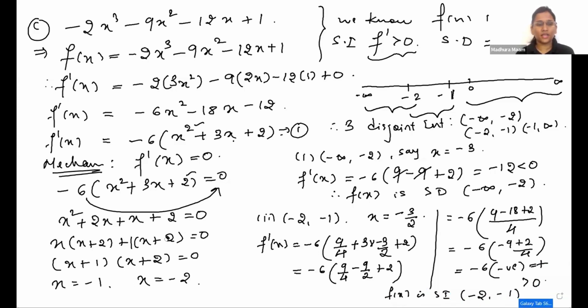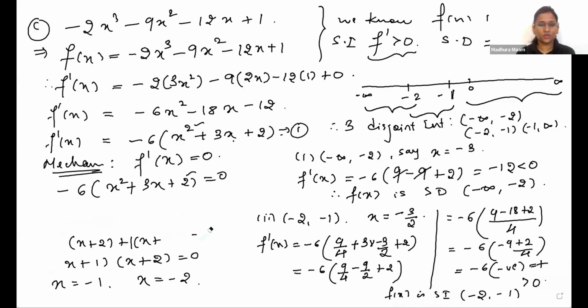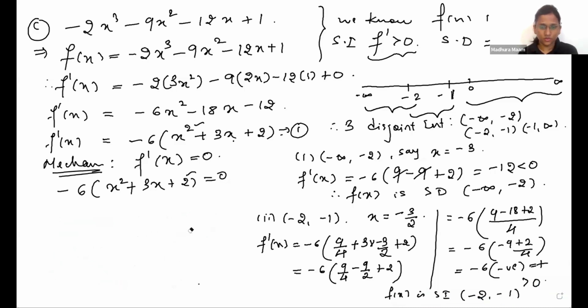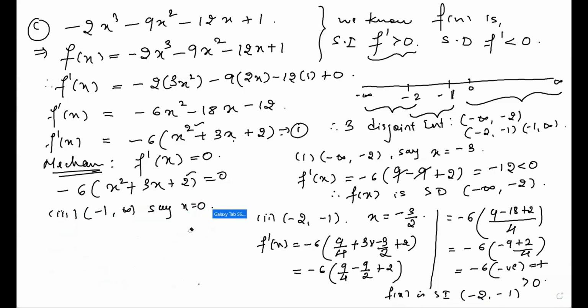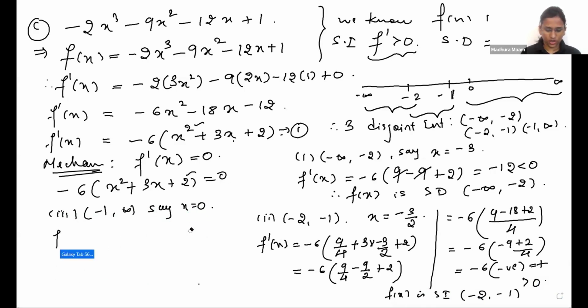Minus 2 to minus 1. Is this correct? Okay. And the last interval. What is the last interval? The third interval is minus 1 to infinity. So from this, take any value of x. Shall I take 0? Yes, ma'am. Okay, 0 will be convenient. In whichever interval 0 lies, always take 0. It will be convenient to conclude your answer.